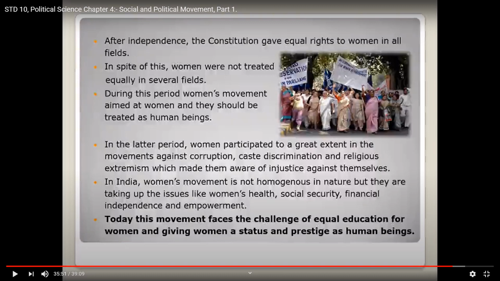In the latter period, women participated to a great extent in the movements against corruption, caste discrimination, and religious extremism, which made them aware of injustice against themselves. In India, the women's movement is not homogeneous in nature, but it is taking up issues like women's health, social security, financial independence, and empowerment. Today, this movement faces the challenge of equal education for women and giving women a status and prestige as human beings.